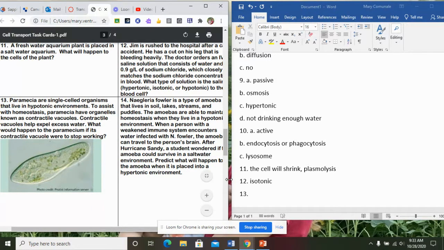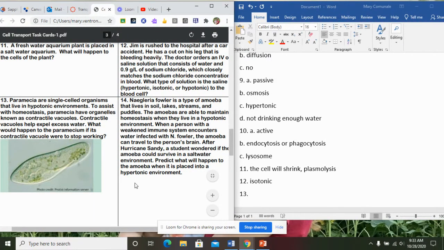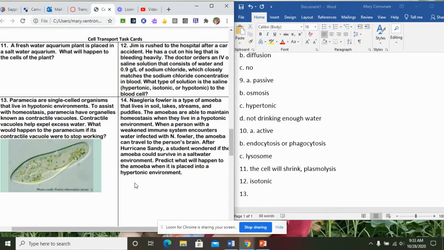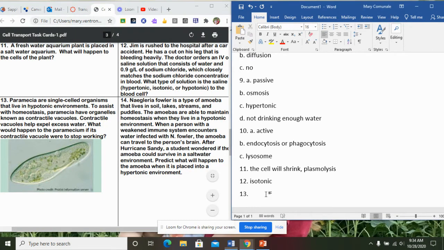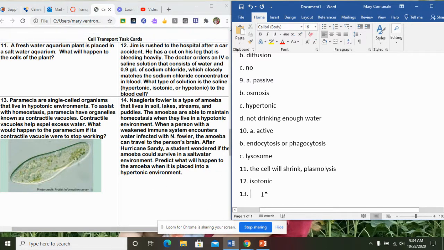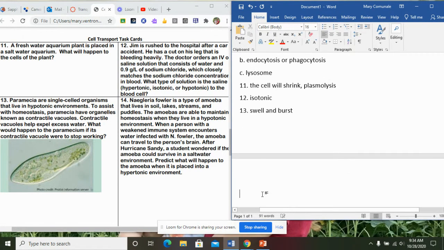(13) Paramecia are single-celled organisms that live in hypotonic environments. And there's a little picture of a paramecium for you. To assist with homeostasis, paramecia have organelles known as contractile vacuoles. Contractile vacuoles help expel excess water. What would happen to the paramecium if its contractile vacuole stopped working? So that contractile vacuole keeps the water being pushed out. If the cell cannot push water out of itself, then it's going to swell, and eventually it'll burst.